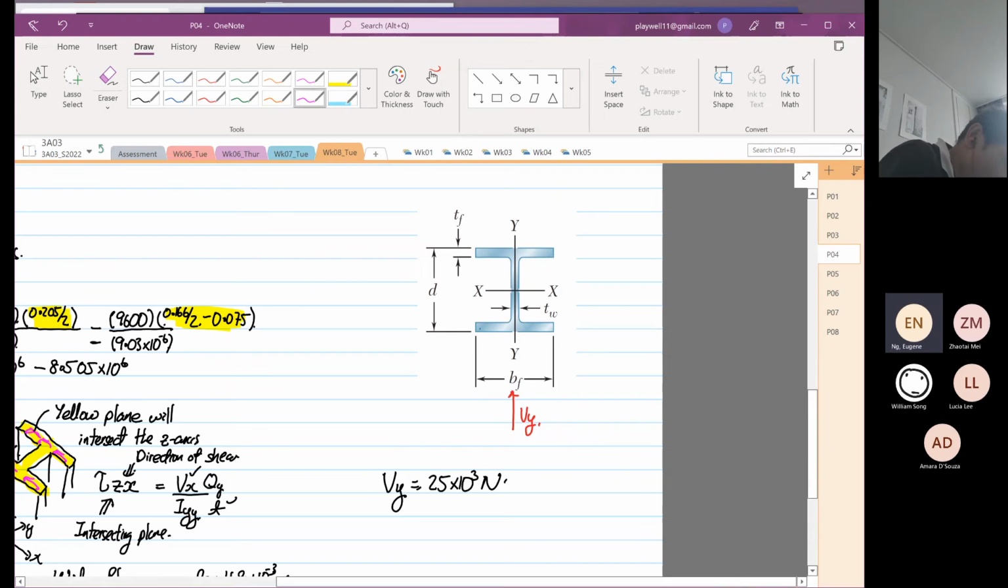Design our shear floor, it will look like this. Okay, and this is our element A, right? What I want to show you: if you look at element A, due to Vy, the shear flow is going towards the right. You can see that, right? The shear flow is going towards the right.